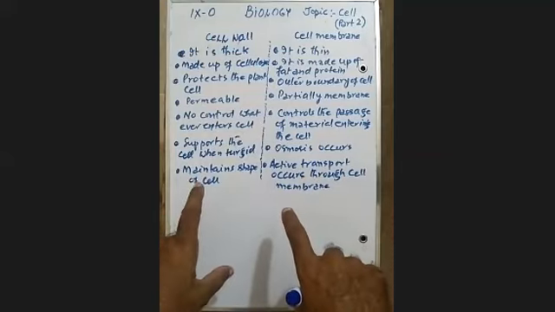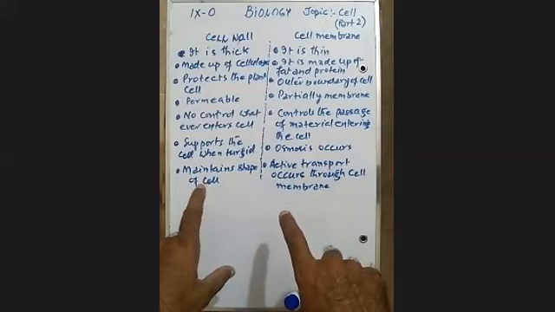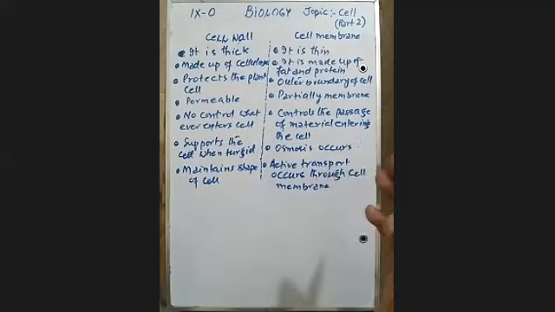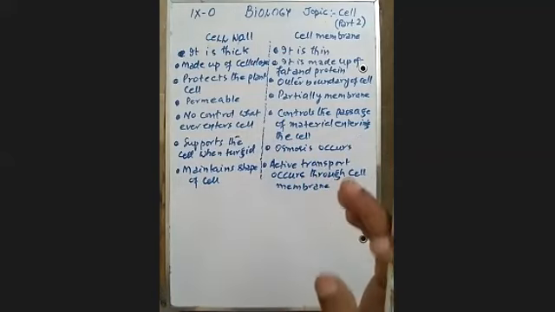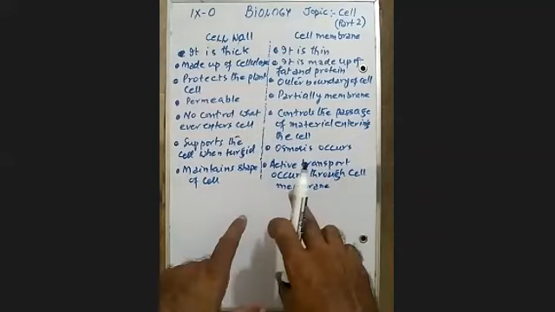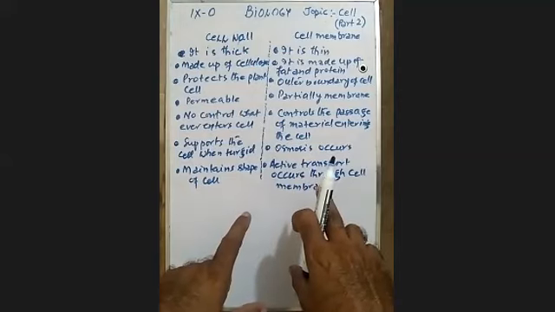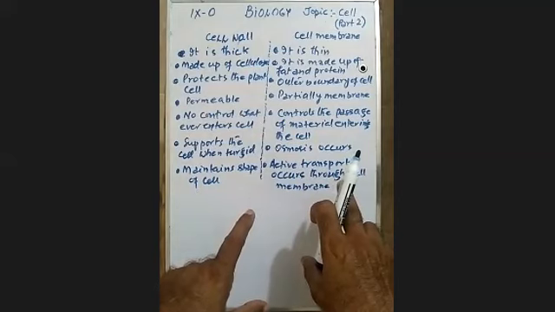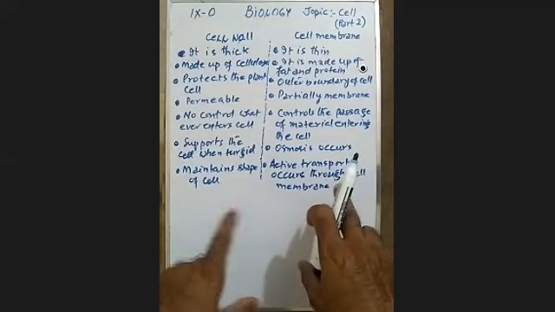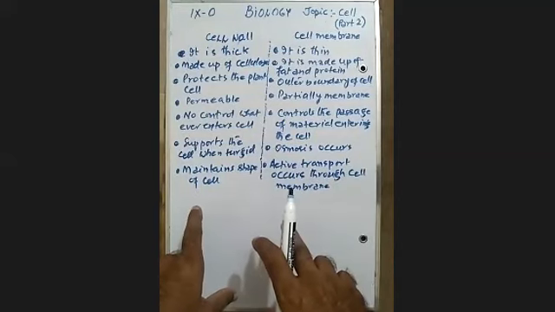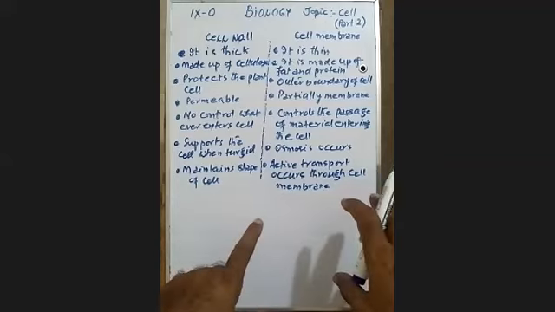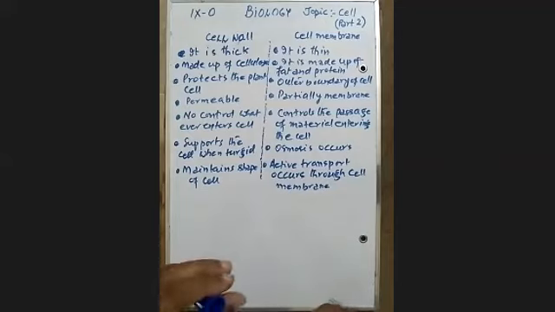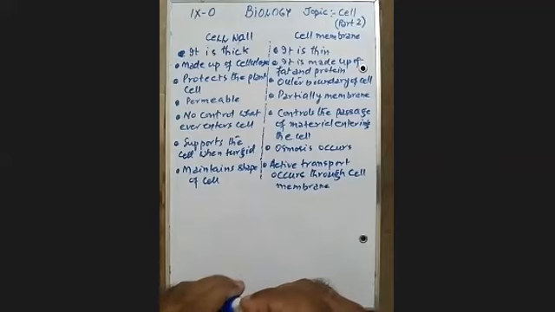You see the cell wall supports the cell. When the cell becomes turgid, it doesn't burst. It doesn't allow the cell to give. It maintains the turgidity. Whereas in animals, osmosis can take place in the cell membrane. So the last point is, this cell wall gives shape to the cell, whereas in the cell membrane, active transport can take place. This was the difference between the cell wall and cell membrane.